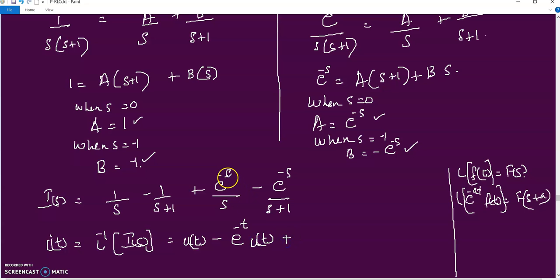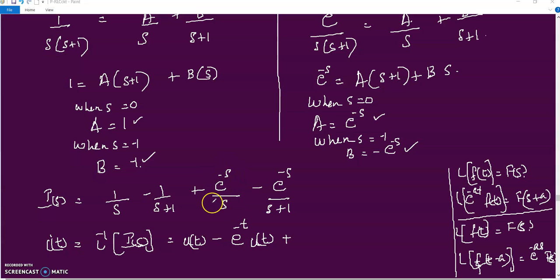Okay. Next we have e raised to minus s by s. Next we have the time shifting theorem. That is, if the transform of f(t) is F(s), then f(t minus a) has the transform e raised to minus as into F(s). Here we have e raised to minus 1s into F(s). Okay, so here we can write it as f(t minus a). 1 by s is u(t). So we can write it as u(t minus a), that is u(t minus 1).